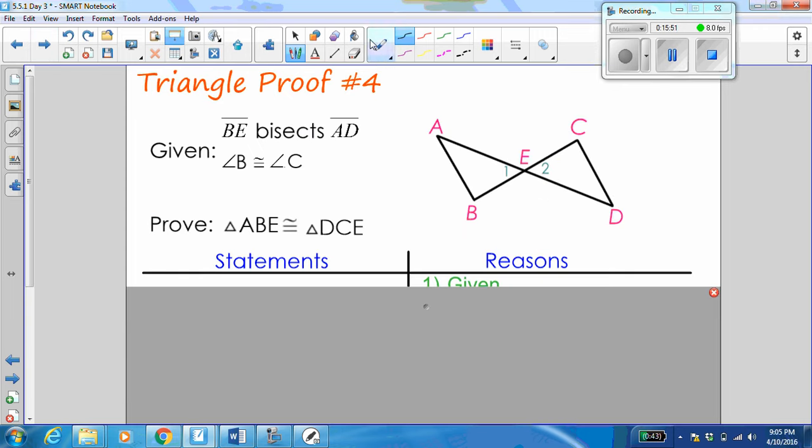I'm going to let you guys try this proof on your own first. So again, go ahead, read it, mark your diagram, and I'm going to give you a hint. We're going to use angle, angle, side to prove these two triangles are congruent. So go ahead, pause this video, try it on your own, and then when you're ready, press play. All right, if you have not paused yet, go ahead, pause, because I'm about to show the answer.